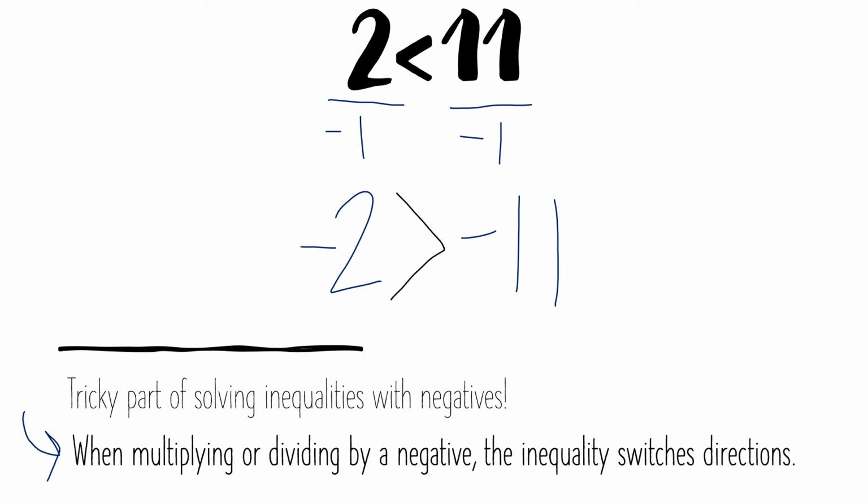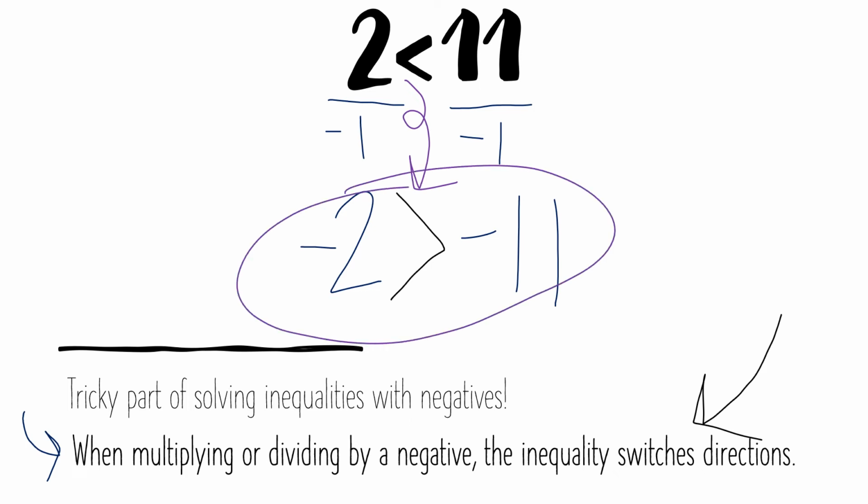So what happens is when we multiply or divide by a negative, the inequality switches directions because our negatives are opposite our positives. So that means the negative switches that inequality to be opposite. We have to switch it in order to keep that inequality being a true statement. So we're going to have to use this rule every time you multiply both sides of an inequality by a negative or divide both sides of an inequality by a negative.